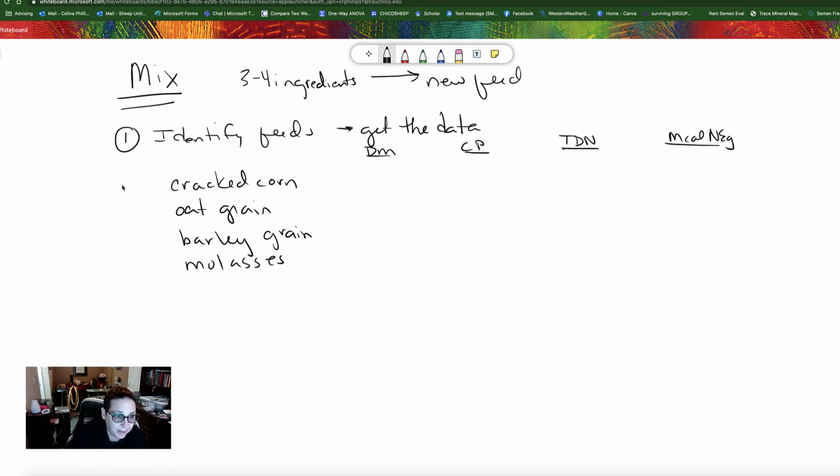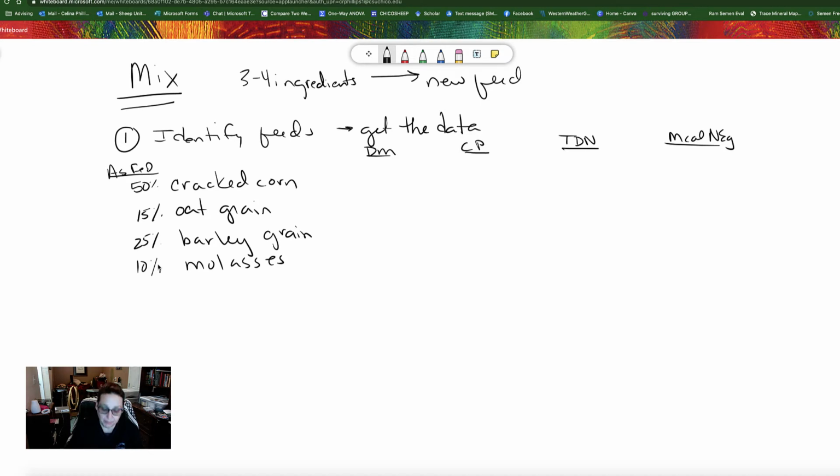Our mix today, on an as-fed basis, we're going to assume is 50% corn, 15% oat grain, 25% barley, and 10% molasses. So this is just getting our information collected. Whenever we're doing any kind of ration formulation for our animals, one of the major aspects is knowing what feeds we have available and the chemical composition of those feeds. This type of problem is not any different.